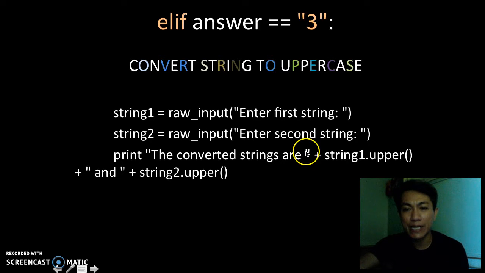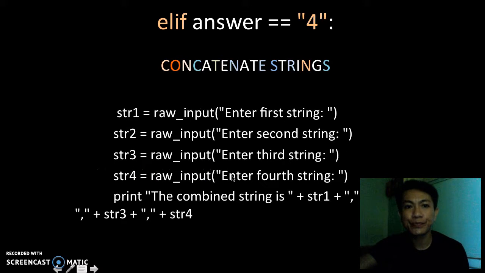There has to be a space here, plus string 1 dot upper, and then do not forget the parenthesis, plus, and then we include "and" explicitly because it's part of the instruction. But make sure that there are spaces between the quotation marks and the letters, just to make sure that when we run the program, the words will still be readable and not appear like one long word.